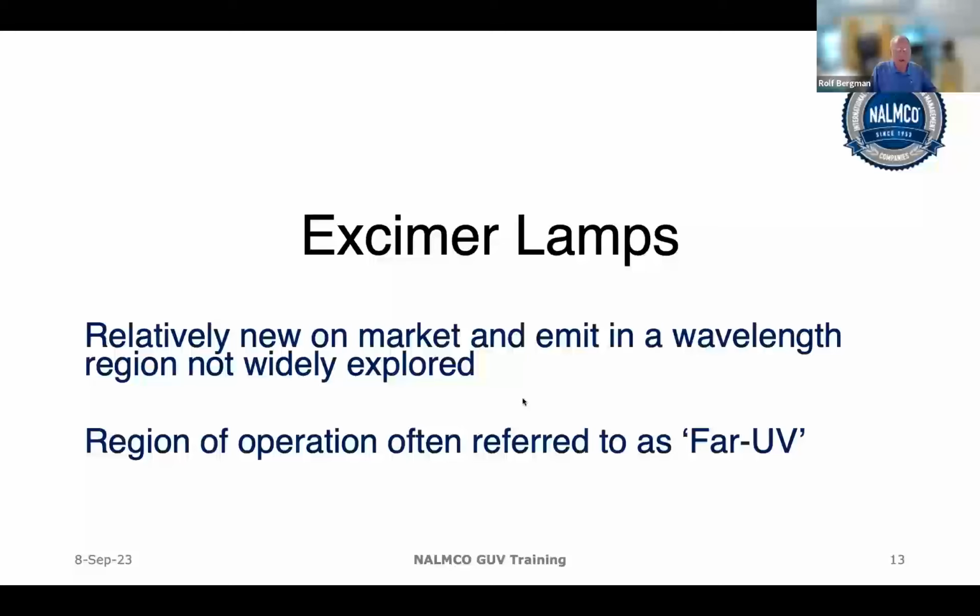So we shift then in this slide to excimer lamps. These are relatively new on the market. Excimer lamps have been around for a while, but not necessarily used for germicidal applications. It's still because they operate in a region of the ultraviolet spectrum called the far UV, below 230 nanometers, that their use has not been explored as well as, for example, the low pressure mercury. But this is changing because there are benefits from using the far UV, as you will see.